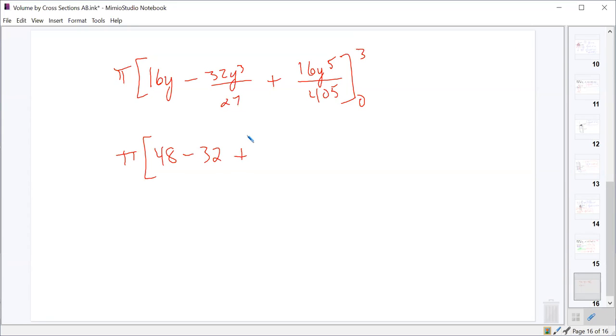And we had 81 times 5 down here. 81 is 3 to the 4th. So I can cancel 3 to the 4th with 3 to the 4th up here, leaving me with 3 times the 16, which is 48 over 5. And 48 minus 32 is 16, which is 80 fifths plus 48 fifths is 128 fifths. So 128 pi over 5.